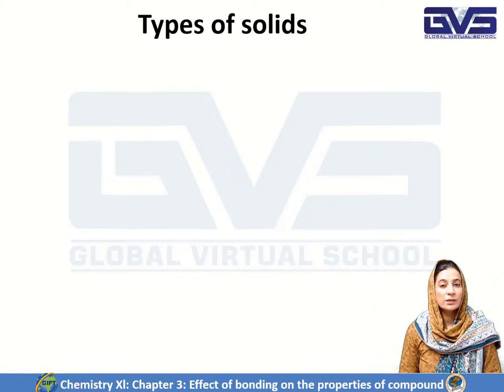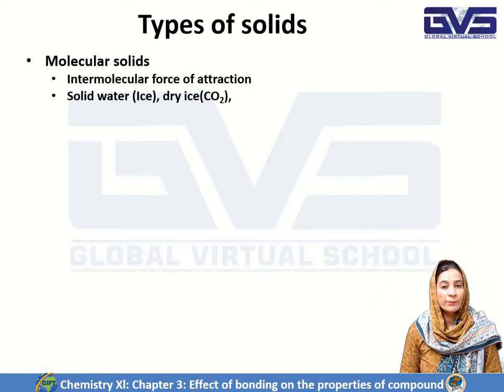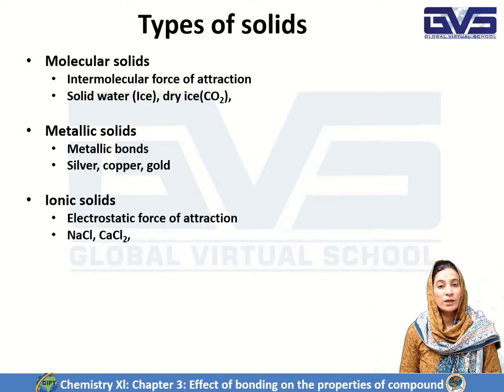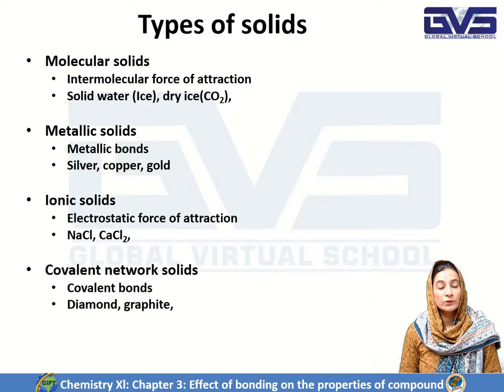In the previous lecture, we discussed types of solids that consist of molecular solid, metallic solid, ionic solid, and then covalent network solids, on the basis of their intermolecular force of attraction and their examples. But in this topic, we will discuss the difference between metallic solids like metals and covalent network solids that are giant covalent compounds like diamond and graphite.